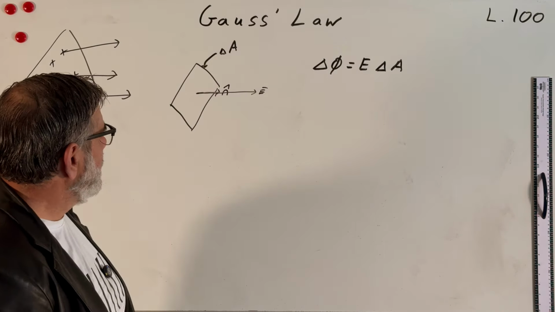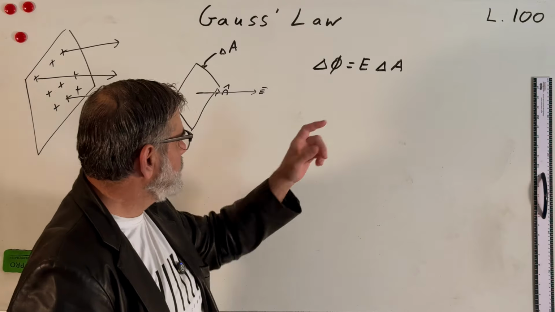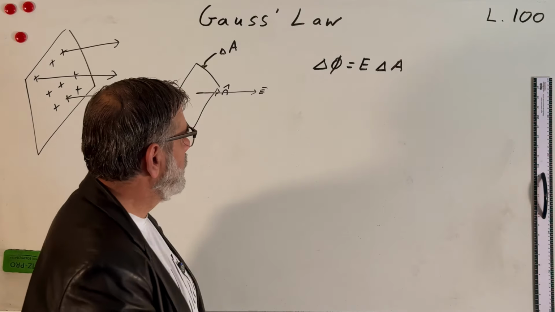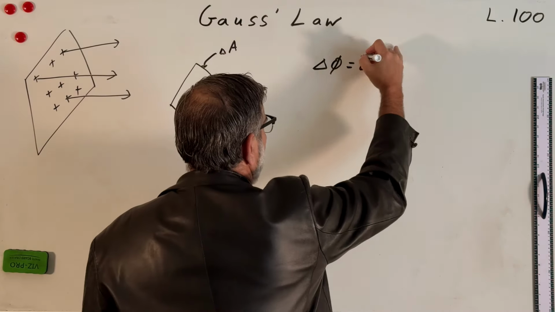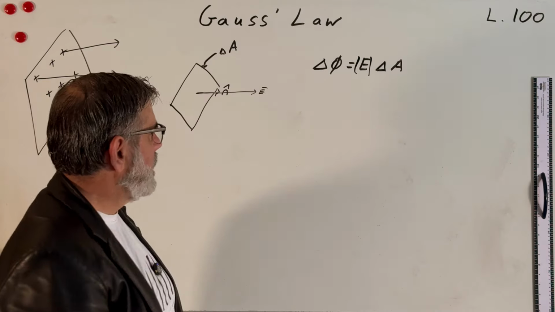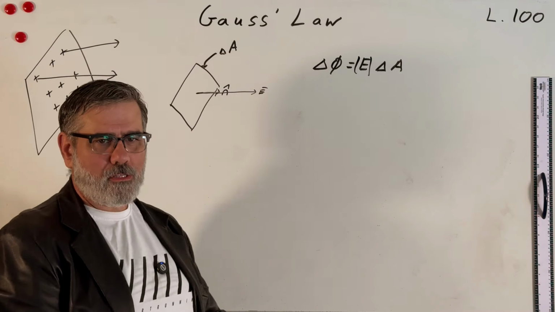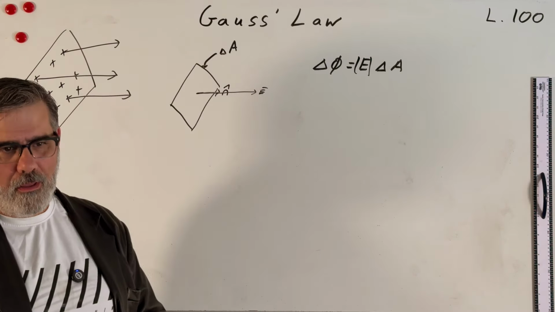So I'm defining the flux as the field, the magnitude of the field, times this delta A. Why do I keep wanting to say del A? There is a del operator, by the way.